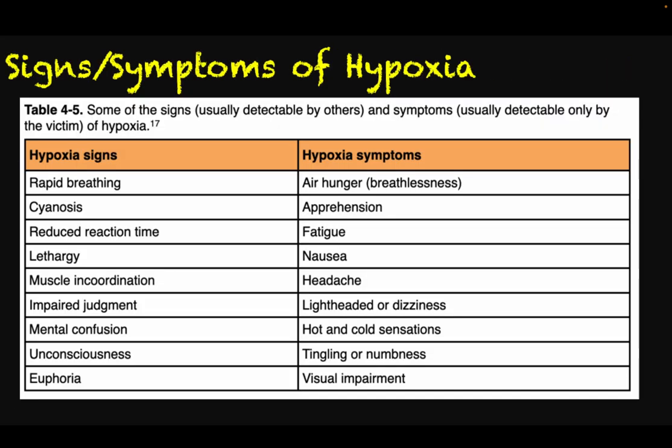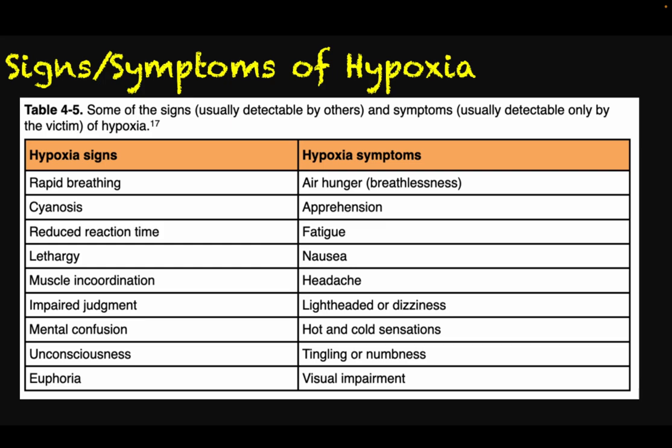So here are some of the signs and symptoms of hypoxia. The difference between a sign and a symptom is that a sign is detectable by others, whereas a symptom is usually only detectable by you yourself, if you are the victim here. So some hypoxia signs are rapid breathing, which obviously we just talked about, cyanosis, which we will see a picture of a little bit later. So this is kind of the blue coloration in the skin, which indicates that hemoglobin is not bound to oxygen. A reduced reaction time, which indicates that the nervous system is not getting enough energy to send messages properly.